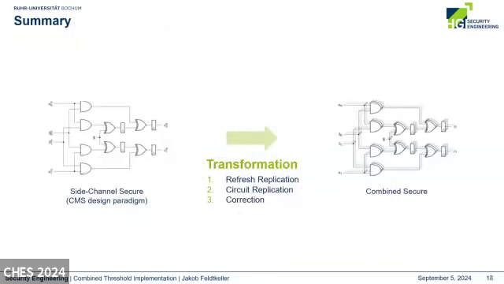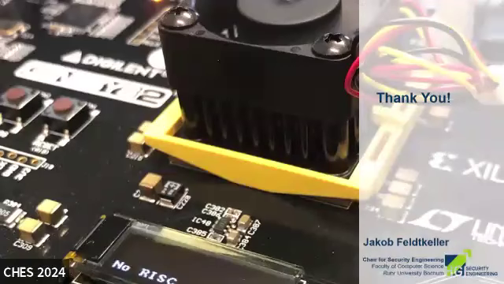Yes, so to summarize, we have a transformation from a SCR mask circuit that is designed according to the CMS design paradigm, and the transformation consists of 3 steps: refreshing the replication, circuit replication, and correction insertion. And then you have a combined secure circuit. And that's it. Thank you very much.